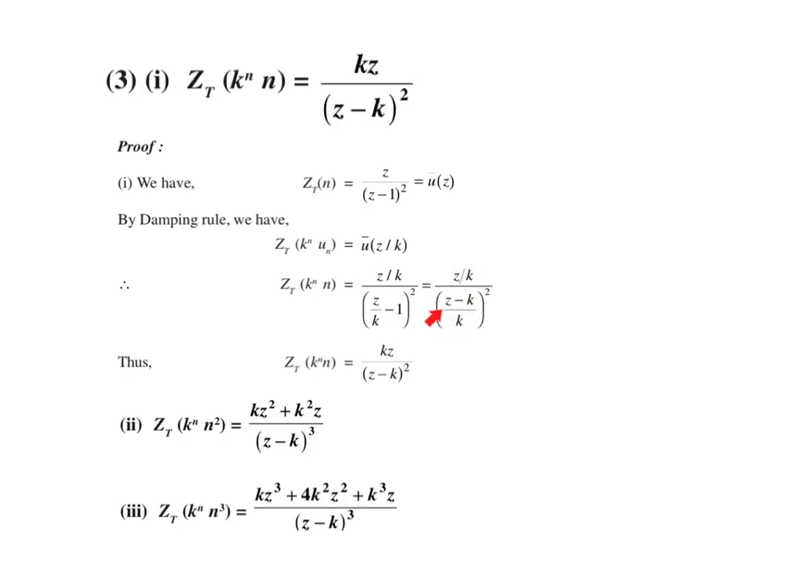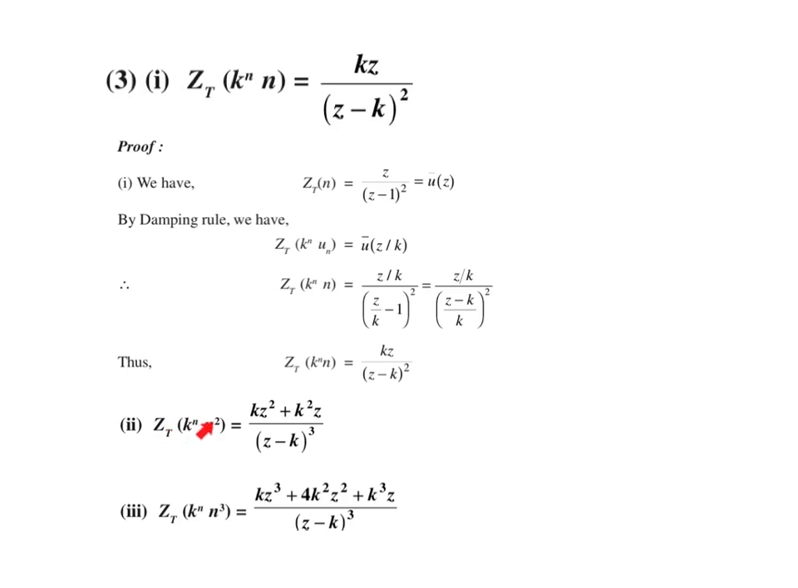Then if you simplify this, taking LCM, it is (z minus k) whole square divided by k square in the denominator. Then one k gets cancelled, one k is remaining, that goes to the numerator. We get the result kz divided by (z minus k) whole square. This is by the damping rule, and it is very, very important when you are solving inverse Z transform problems.